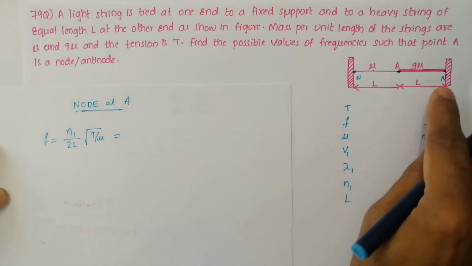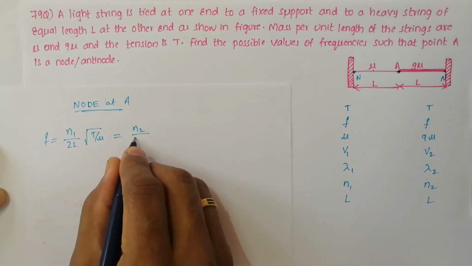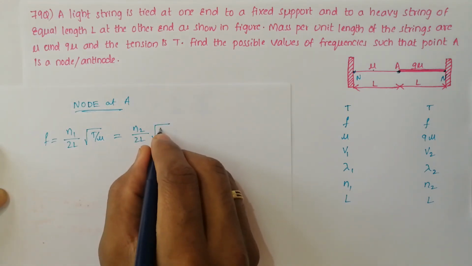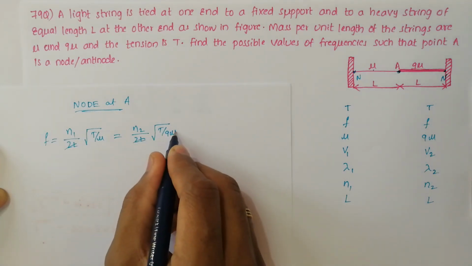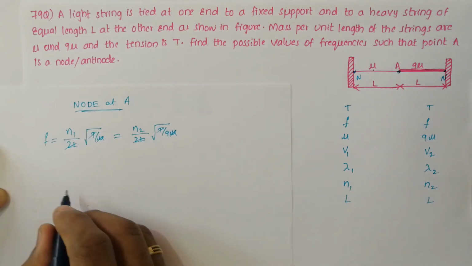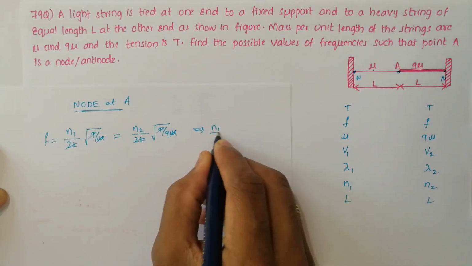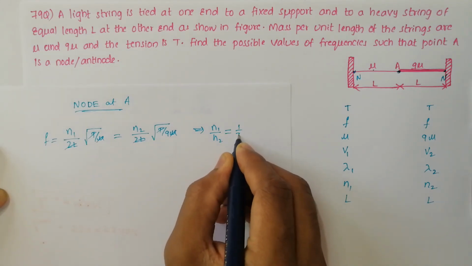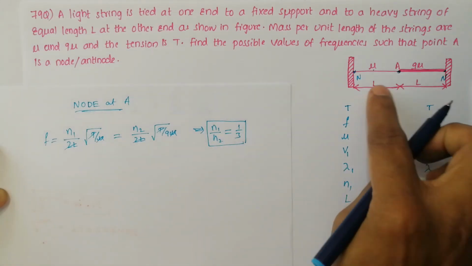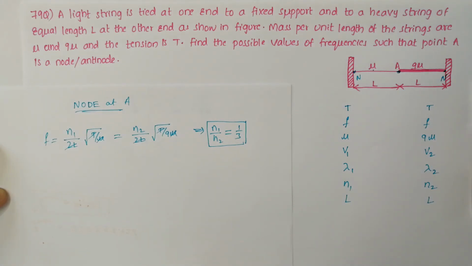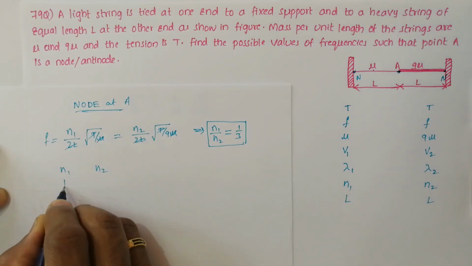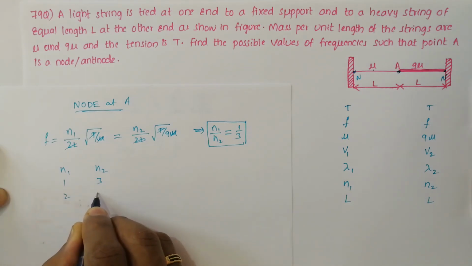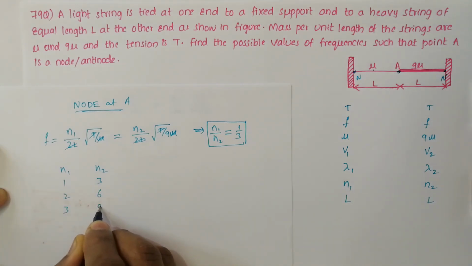Next, here if I write it, N2 harmonic, N2 by 2L into under root T by 9 mu. So from here if I solve, 2L gets cancelled, root mu, root T gets cancelled. From here I'll get N1 by N2 as 1 by 3. So the number of loops in both the strings has to be in the ratio 1:3. Now let us check the possible cases, possible values of frequencies. So N1 and N2 values: if it is 1 it should be 3, if it is 2 it should be 6, 3 it should be 9. So like this.